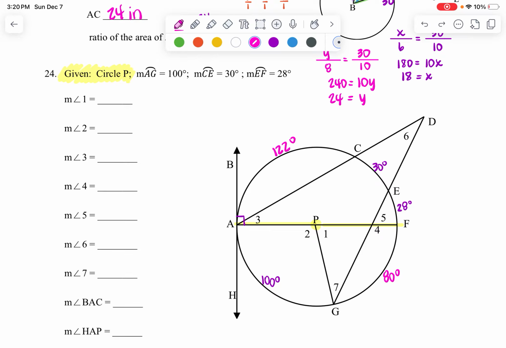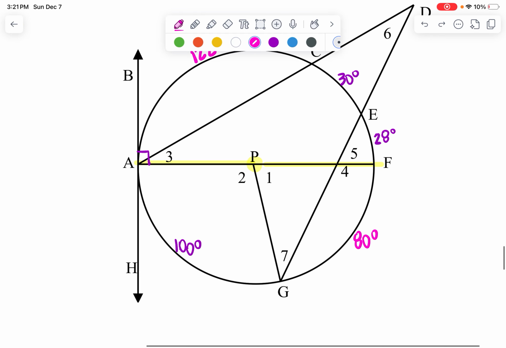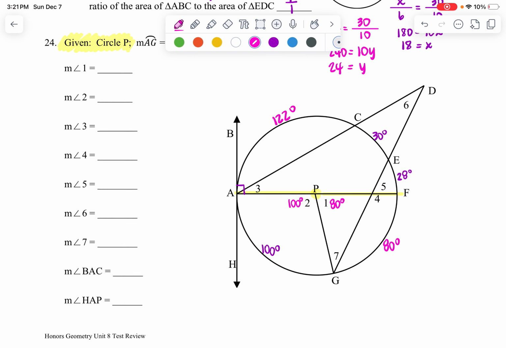All right, so from here, I should be able to start filling in quite a few angles. All right, so let's see. First thing that jumps out at me is that we have central angles. And central angles are always the same as their intercepted arc. So that means this is 100 and this is 80. So that's the first thing that I notice. Okay. Then I go look for inscribed angles. Okay, I'm going to start getting pretty messy here.